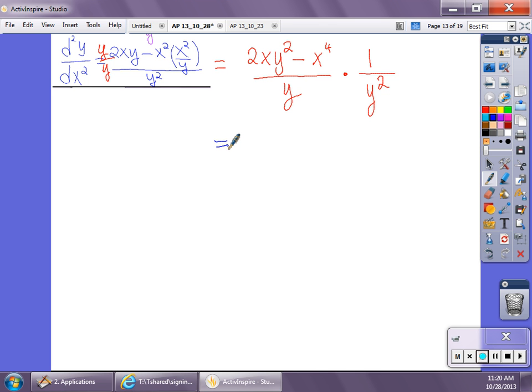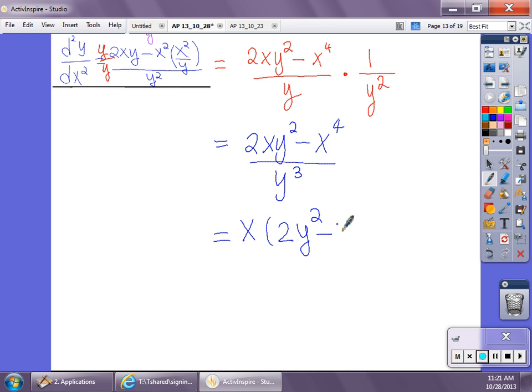And then from there I get 2xy squared minus x to the fourth all over y cubed, and I would argue that you can do one more step. Take out that x that's in common. Can I take out a y here, y squared, and then leave only a y at the bottom? No, because they're connected. Good. Connected with that x cubed.